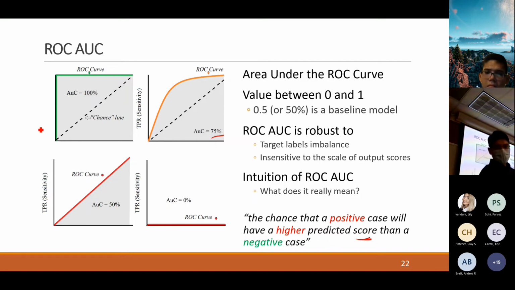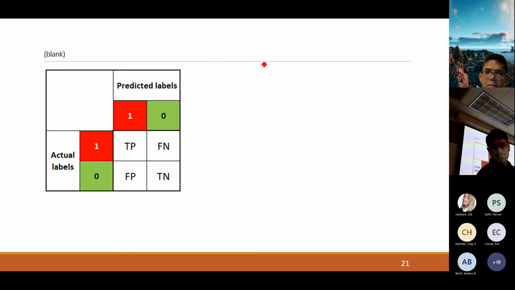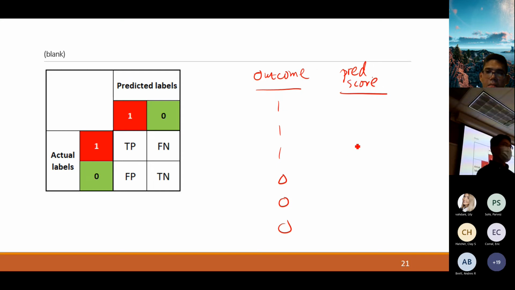What does that mean? If we do this, we have a data set with two columns. We have the outcome, 1, 1, 1. If we rank them in descending order, we have predictions, but before prediction, we have the predicted score, which is the activated value.